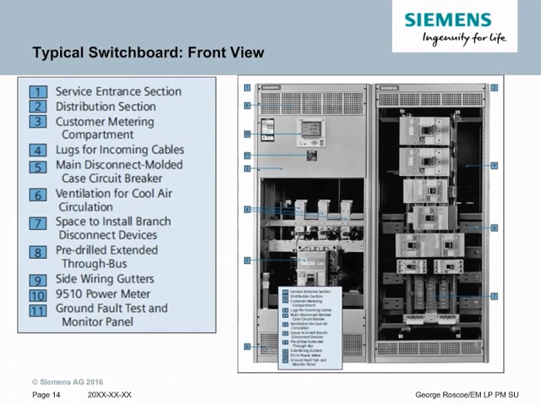downstream. And then back on the left, item 10 and 11: item 10 is a meter, which is the customer meter, and item number 11 is a test panel to test the ground fault scheme of the system.